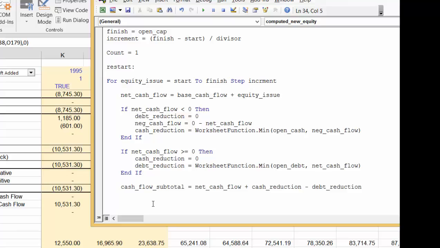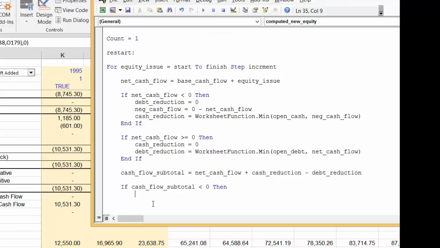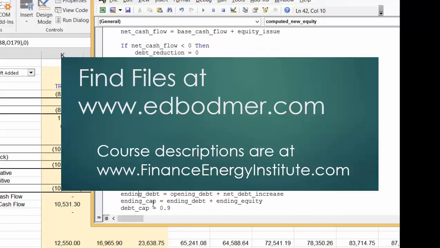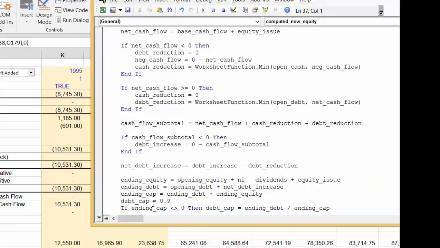Now all we need to know is with the debt. So if the cash flow subtotal is less than 0, then we put the debt increase equals 0 minus the cash flow subtotal. We don't need a minimum or maximum or anything like that. So now we have the debt increase and the debt reduction.